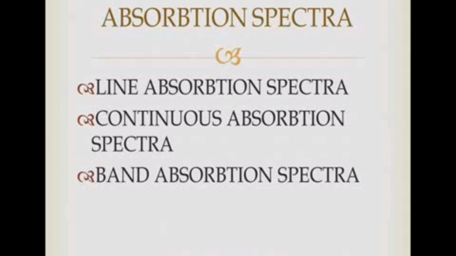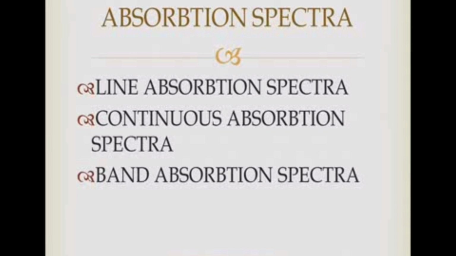Absorption spectra again have three types: line absorption spectra, continuous absorption spectra, and band absorption spectra. First, continuous absorption spectra. Suppose you are wearing a blue colored glass, you are able to see all the images in blue because the other wavelengths of color are absorbed by the glass. That's why you see only one wavelength, the blue color. So all the objects look blue. This is called continuous absorption spectra.